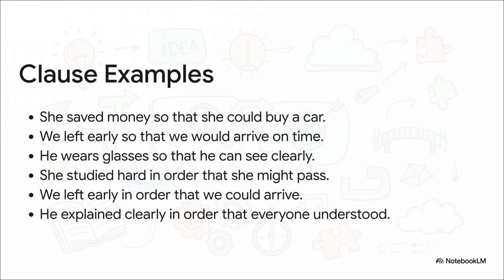Let's methodically read through 6 clear examples of this. As I read, listen for that new subject and the modal verb in every clause. 1, she saved money so that she could buy a car. She is the new subject, and could is the modal verb. 2, we left early so that we would arrive on time. 3, he wears glasses so that he can see clearly. Number 4, getting a bit formal. She studied hard in order that she might pass.